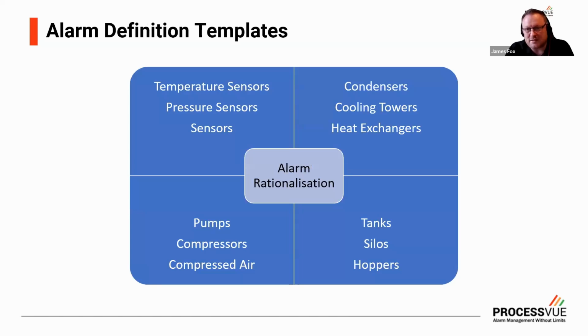And when we're rationalizing alarms, obviously we're reviewing the whole population of alarms. There are often alarms that have synergy with other alarms, or alarms that are associated with particular equipment types, such as tanks, silos, hoppers, pumps, compressors, condensers, heat exchangers, and sensors, ranging from temperature sensors to pressure sensors. So we have all of these different types of synergistic alarms that will come along as we are performing rationalization or optimization.